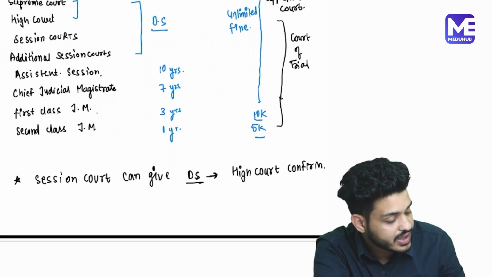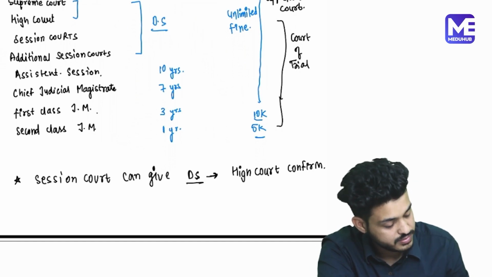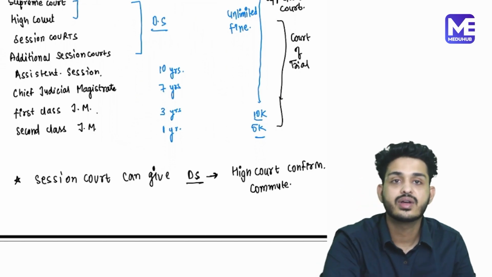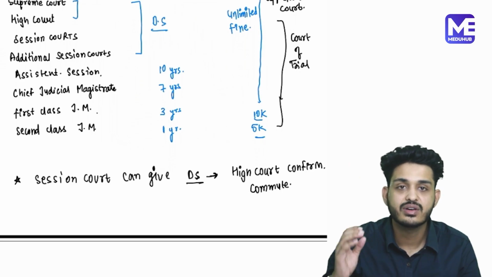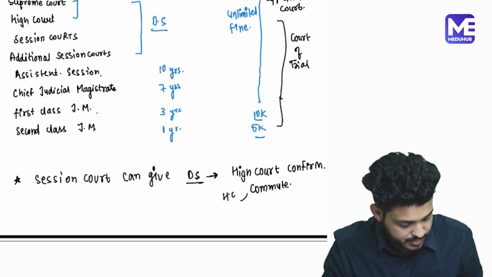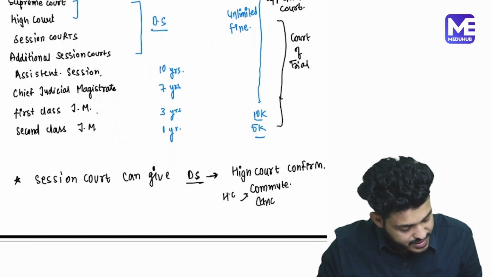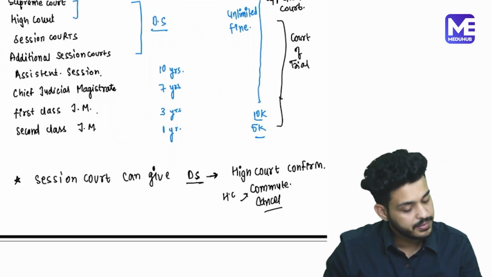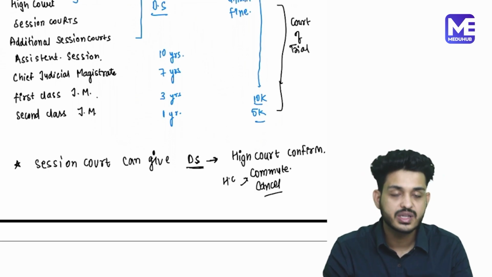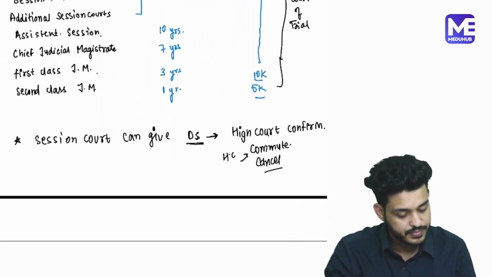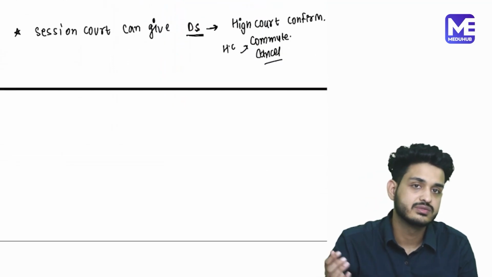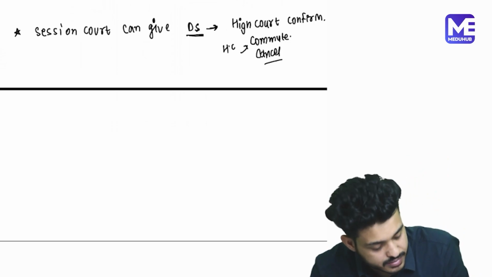Now High Court has the power, it can also commute it or cancel it. It can commute it or cancel it or decrease the punishment. So High Court has the power to commute or cancel the death sentence also. But whenever a session court gives a death sentence, it should be confirmed by your High Court. Okay, clear?